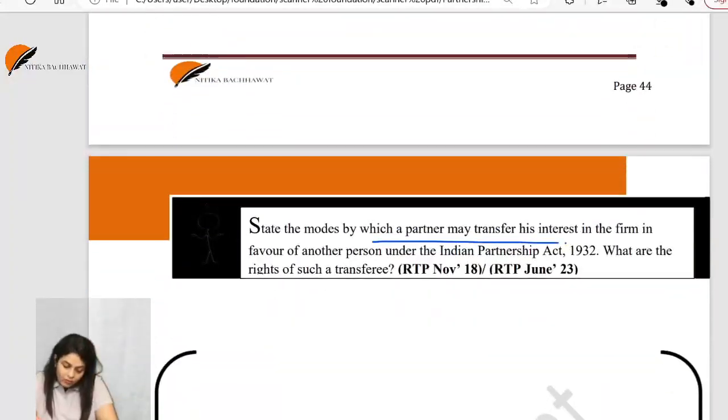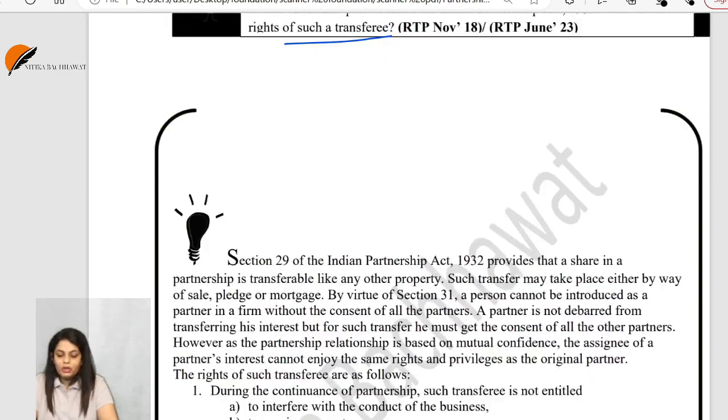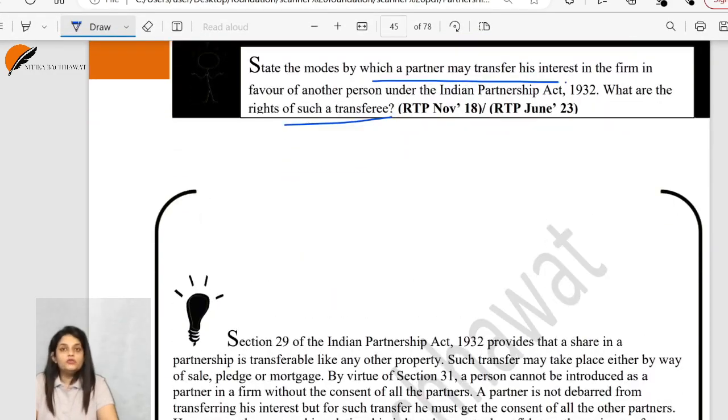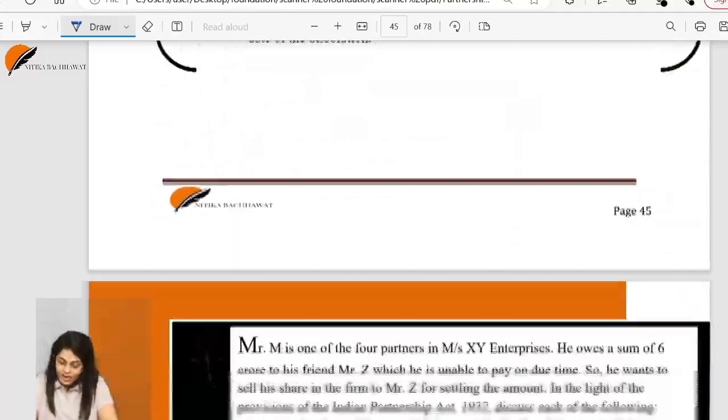Okay. What are the rights of such transferee? We've already discussed this though. He shall have a right to get his share of profits. He cannot take part in the business of the firm. He cannot check, inspect, and copy the accounts of the firm. On dissolution, he will be given his share, and to determine his share, he will be given a statement of affairs as on that day.